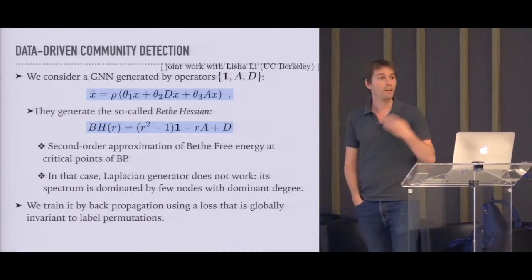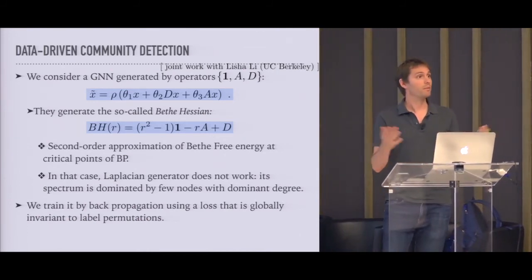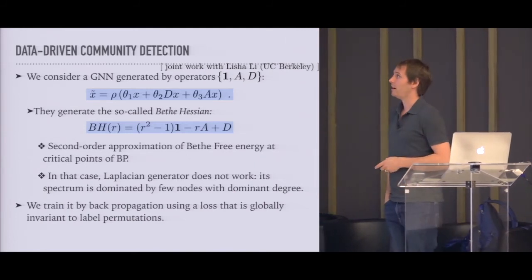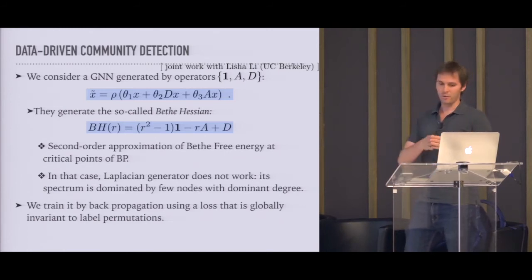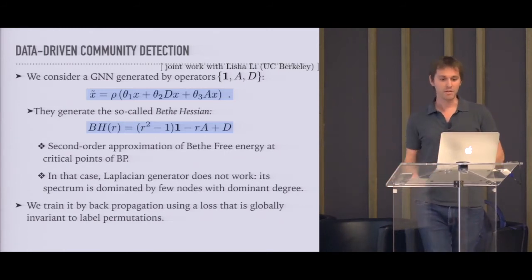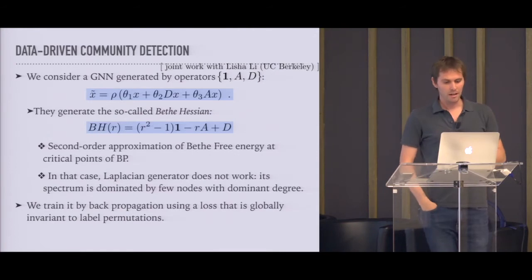Maybe we can search for it by learning the operator, right? By basically learning the parameters over a certain polynomial of these operators. And so this is trained. So this defines a GNN. You train it with backpropagation, just a standard supervised learning problem.